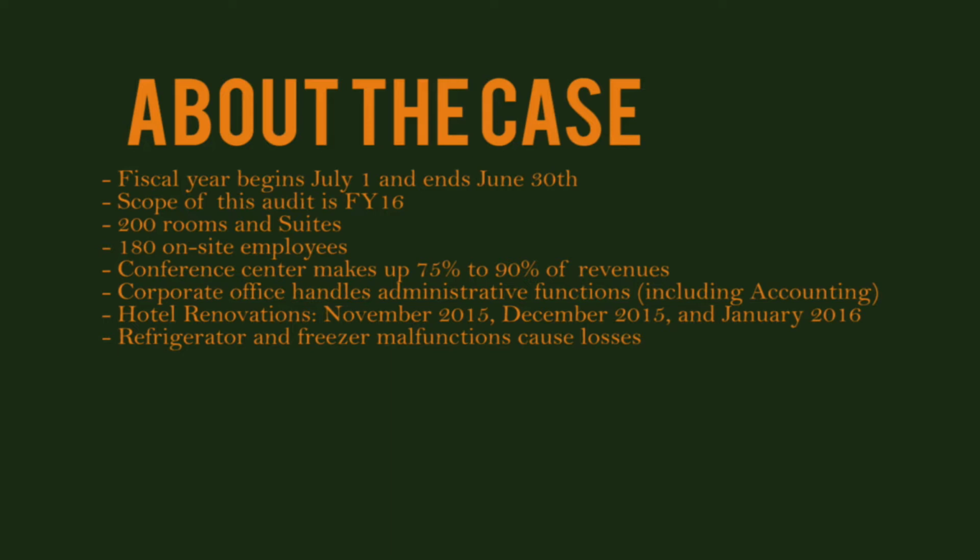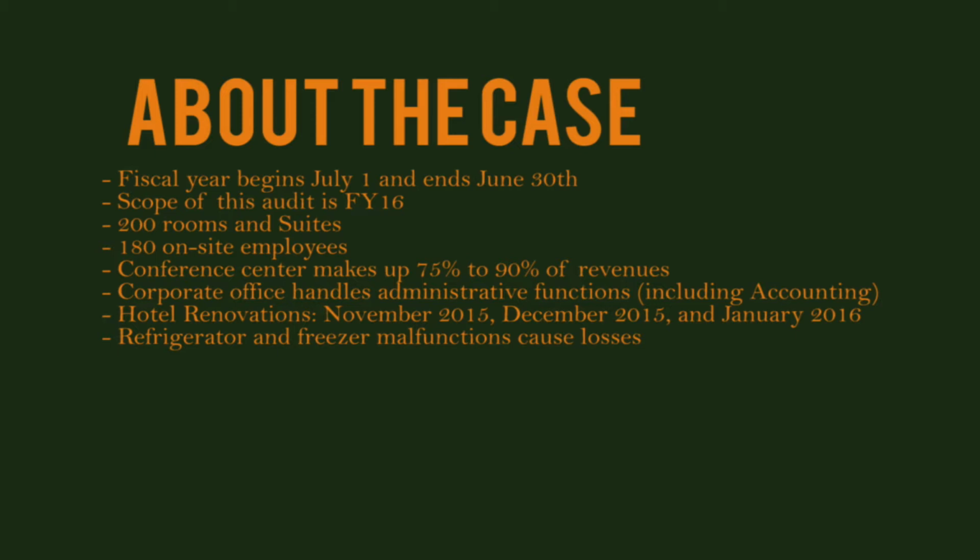and graduation. Within the hotel, there are 200 rooms and suites and a larger facility to accommodate meetings and social occasions. To carry out the day-to-day operations of the hotel, there are 180 on-site employees. The conference center function makes up about 75% to 90% of revenue on a monthly basis. For Peach State University, all administrative functions are handled by their corporate office.